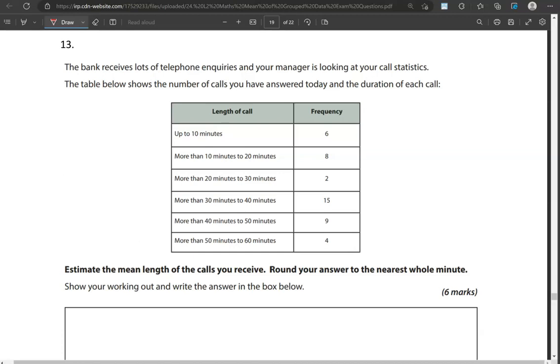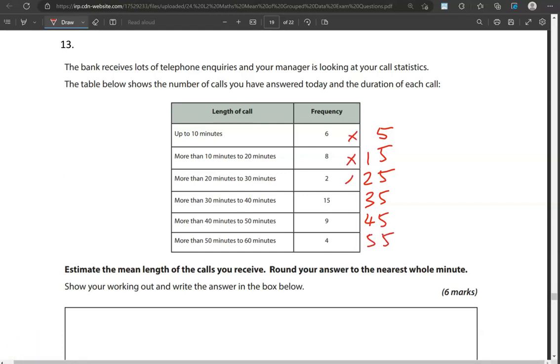So we'll start by finding the midpoints. It says up to 10 minutes. So that is 0 to 10. Midpoint will be 5. More than 10 minutes to 20. So 10 add 20 is 30 divided by 2 gives us 15. More than 20 minutes to 30, so between 20 and 30 that's going to be 25. Between 30 and 40 is going to be 35. Between 40 and 50 is going to be 45. Between 50 and 60 is going to be 55.